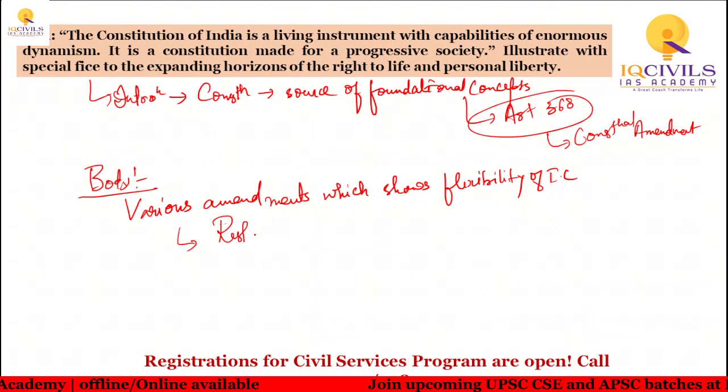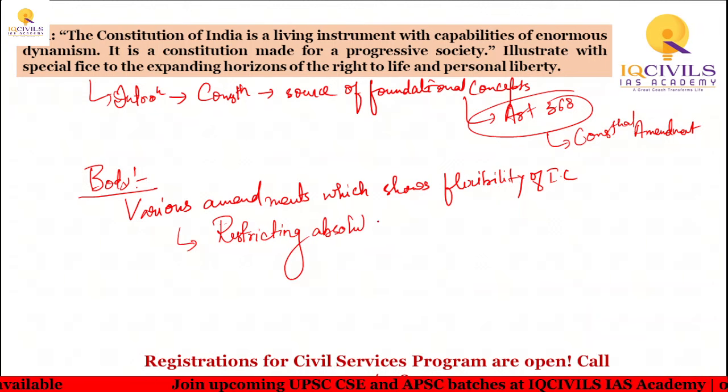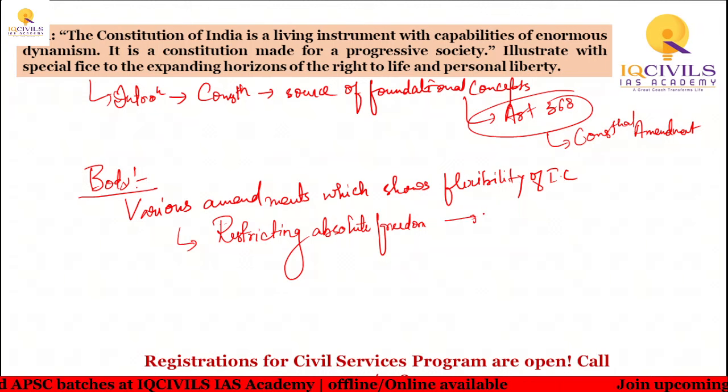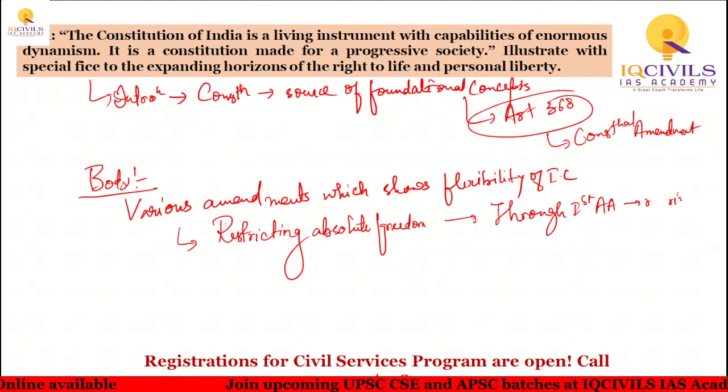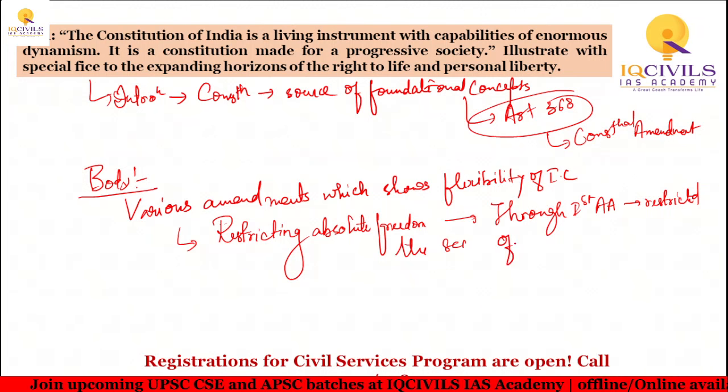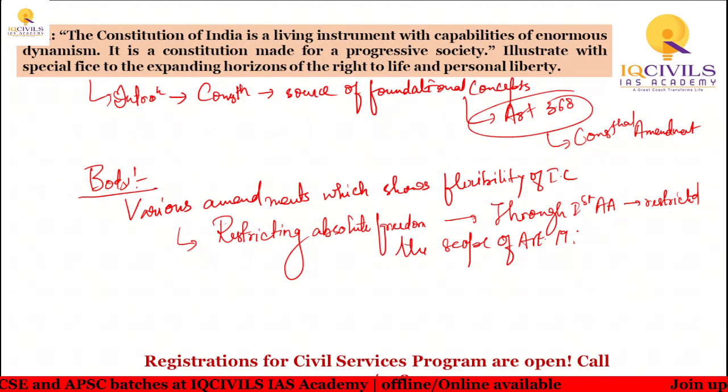First important thing is restricting absolute freedom. Try to understand through the First Amendment Act, which restricted the scope of Article 19. Those of you who have read this, that through the First Amendment, which restricted the scope of Article 19. Getting my point? This is one of the most important things that you should know.